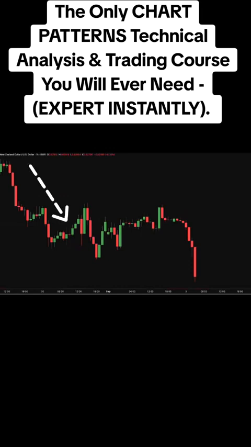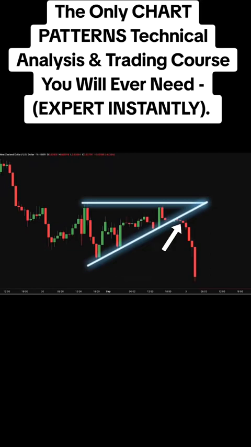Price is in a downtrend, builds the triangle with equal highs and rising lows. The break below the trend line confirmed bearish continuation. But had price broken above, it would have been a bullish reversal signal.